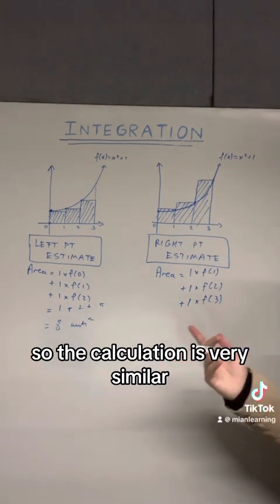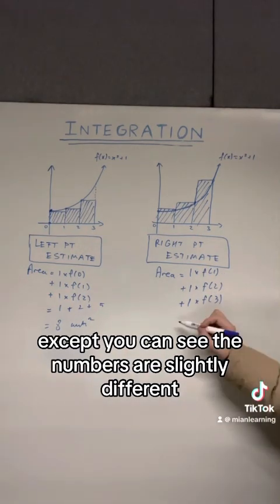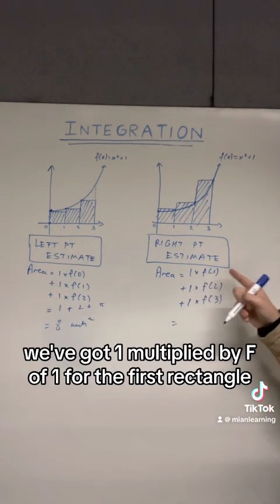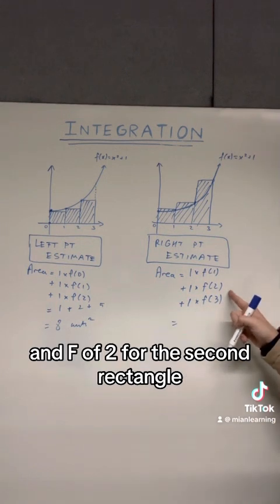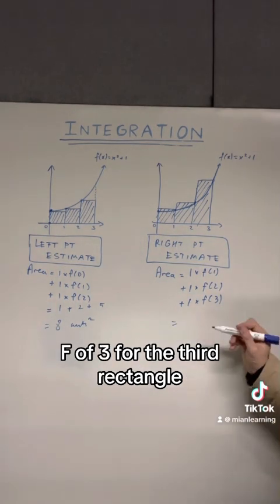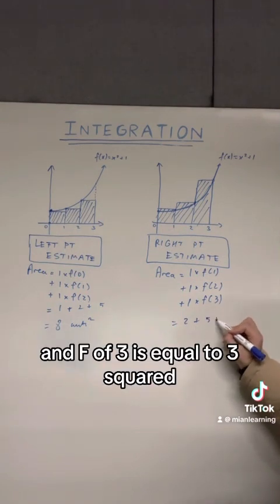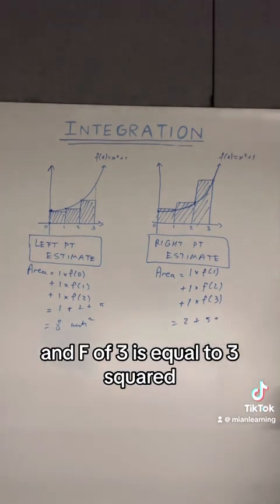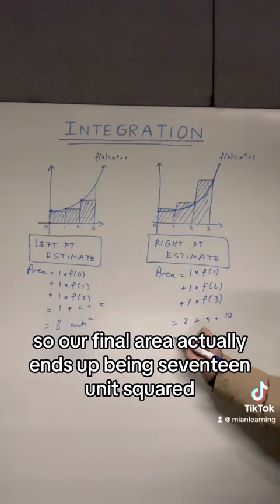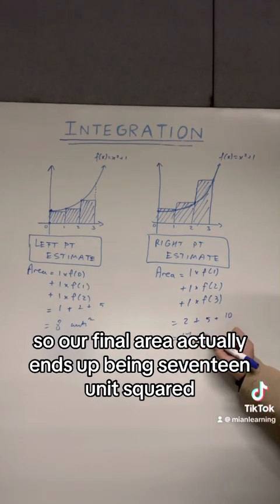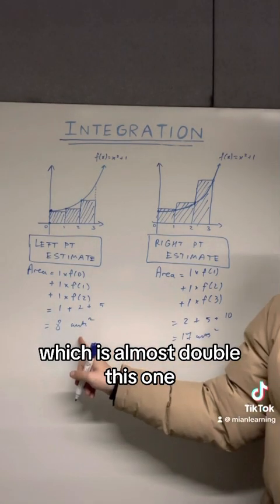So the calculation is very similar, except you can see the numbers are slightly different. We've got 1 multiplied by f of 1 for the first rectangle, and then f of 2 for the second rectangle, f of 3 for the third rectangle. So f of 1 was equal to 2, f of 2 was equal to 5, and f of 3 is equal to 3 squared plus 1, which is 10. So our final area ends up being 17 units squared, which is almost double this one.